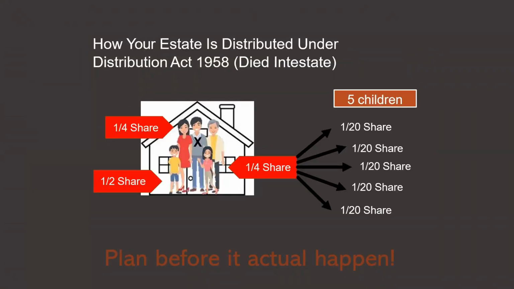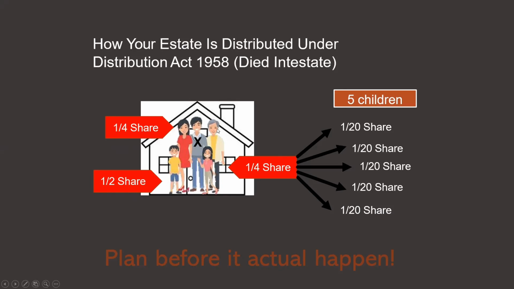If you don't have a will, which means you die intestate, then your assets will be distributed according to the Distribution Act 1958. If you're a Muslim, then you will follow Faraid law. How does this Distribution Act work? If you have parents, spouse, and kids all around, and you pass away, then of your whole assets, 1/4 will be given to your spouse, 1/4 to your parents, and half to your kids. If you have 5 children, then that half share will be divided into 5. This follows the Distribution Act.